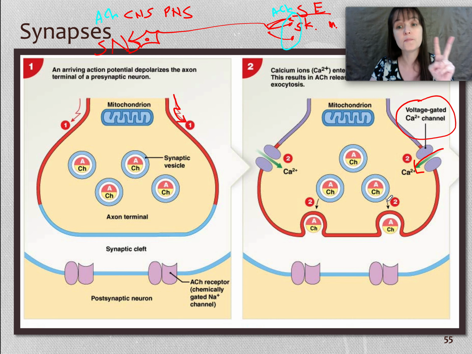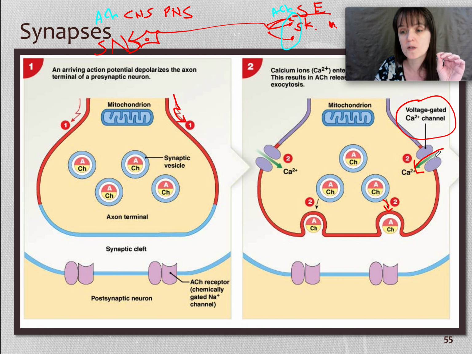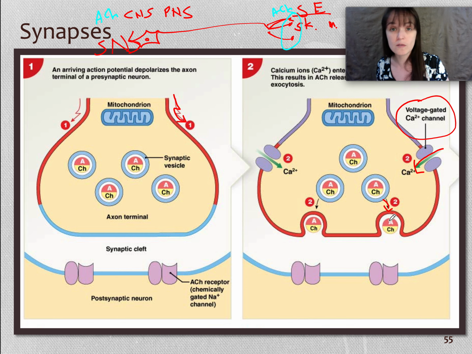Okay, still in number two. The influx of calcium ions into the synaptic knob causes the exocytosis of acetylcholine. I don't know how. I know that a few years ago, a couple of people got a Nobel Prize for working out how the influx of calcium causes the exocytosis of the acetylcholine, and I have not yet read that paper. But I'm okay with the influx of calcium causing the exocytosis of the acetylcholine.